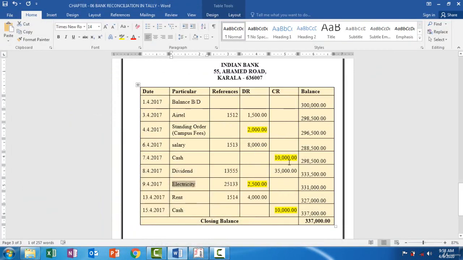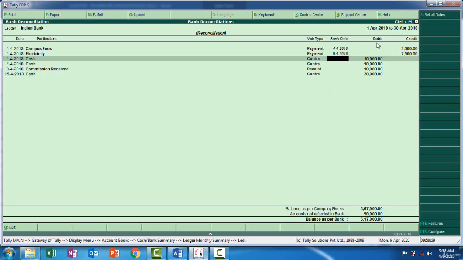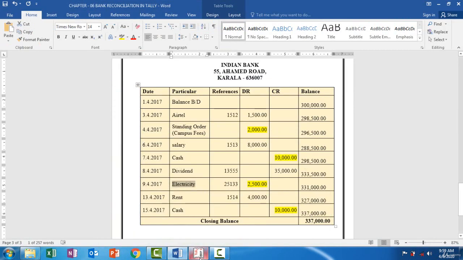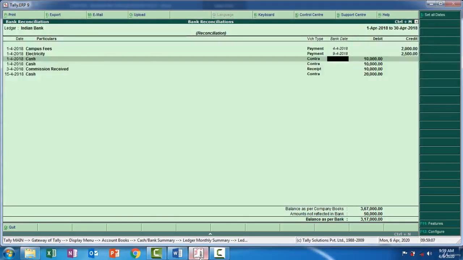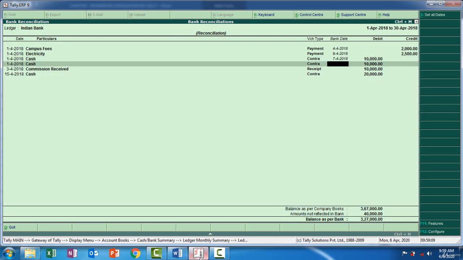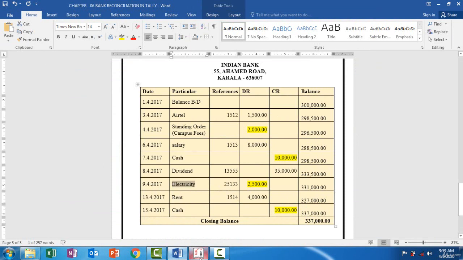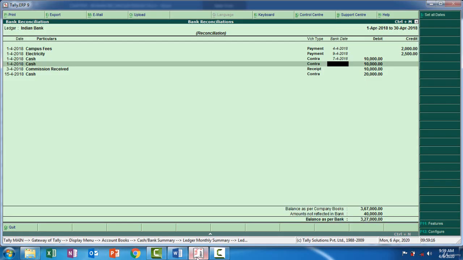Other one is cash 10,000, we have to record 10,000 cash. It is 1st April, but it was collected on 7th April. So 7th April. The other one is 15th of April. 15th of April. That's it.